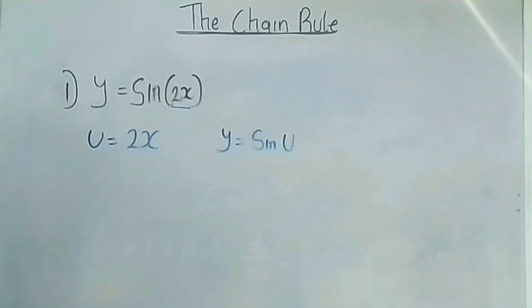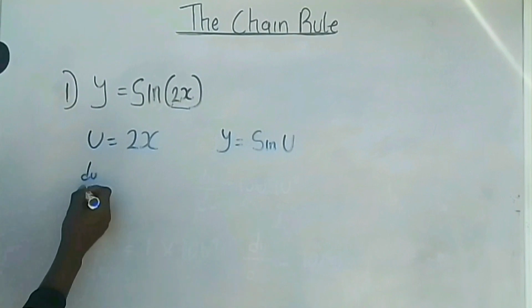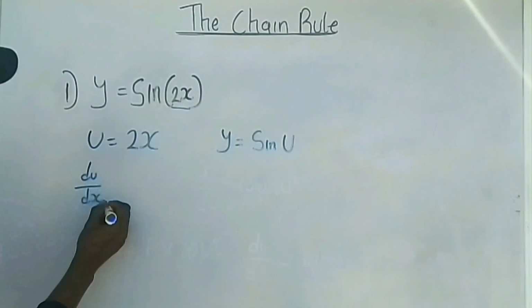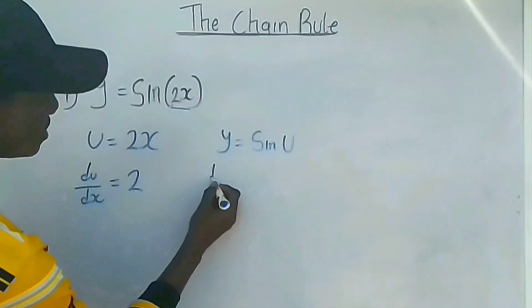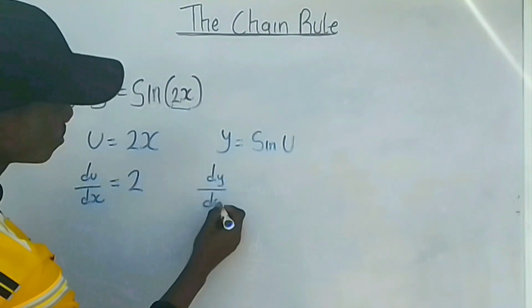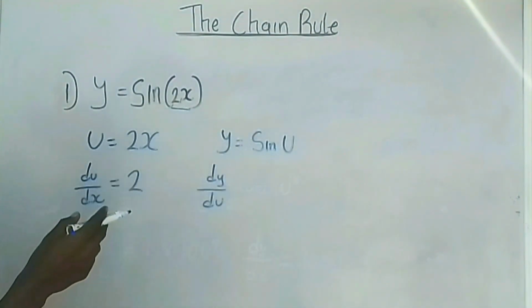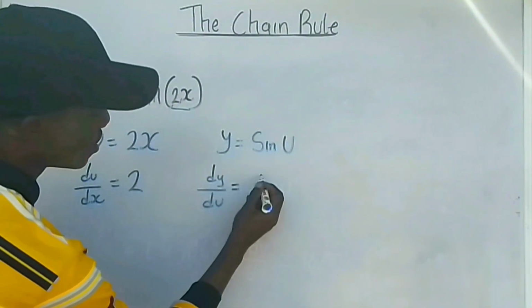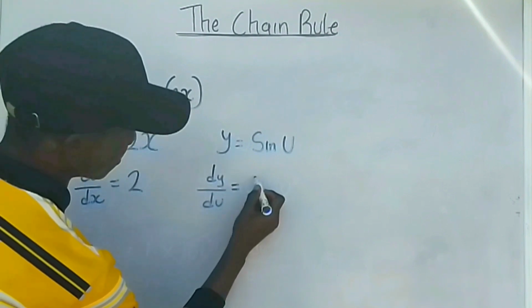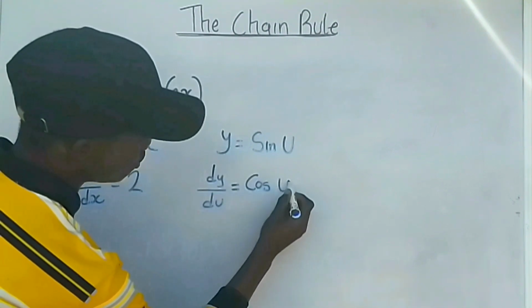The next step is to take the derivative of the outer function and the inner function. So du/dx is equals to 2. And dy/du, don't forget, if you differentiate sine u, you are going to get cos u. So dy/du is equals to cos u.